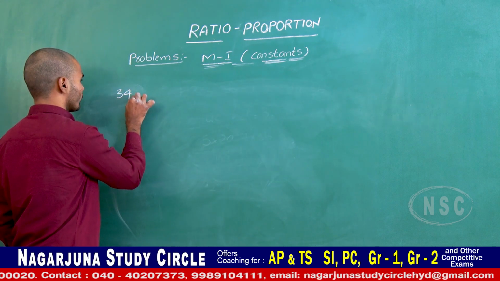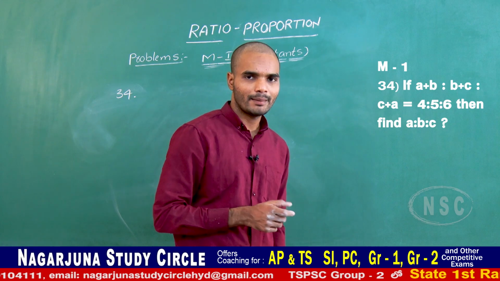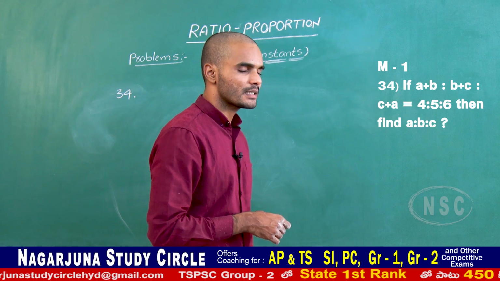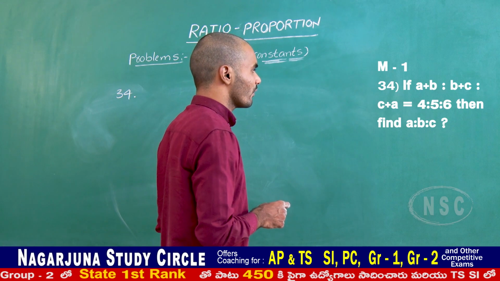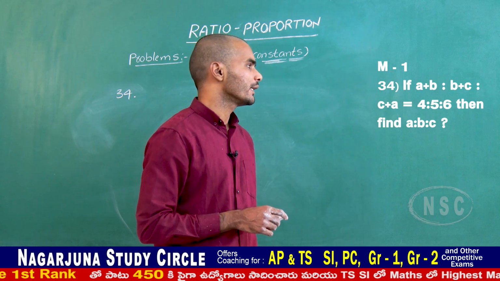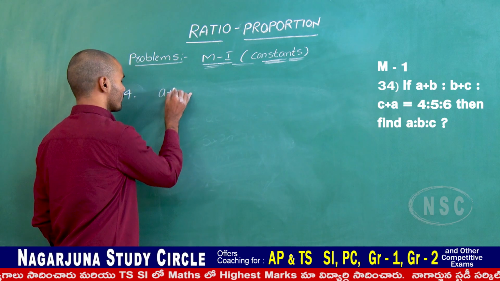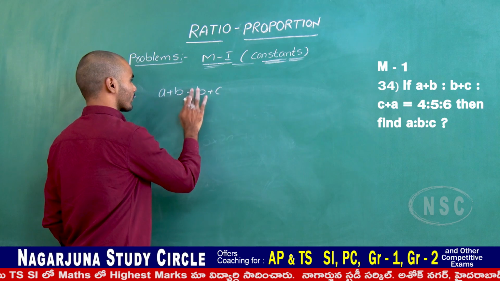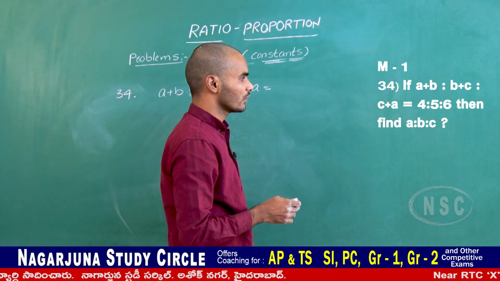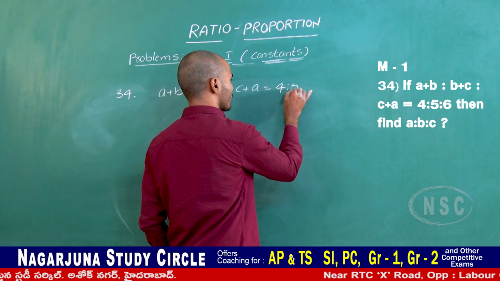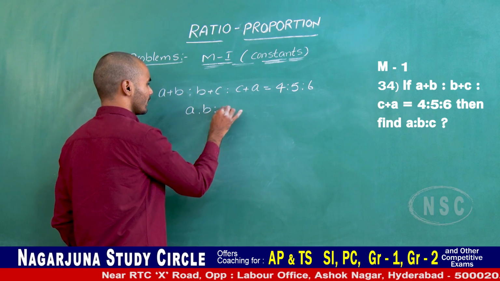Next, question number 34. The given question is A plus B is to B plus C is to C plus A is equal to 4:5:6. Then find A is to B is to C.